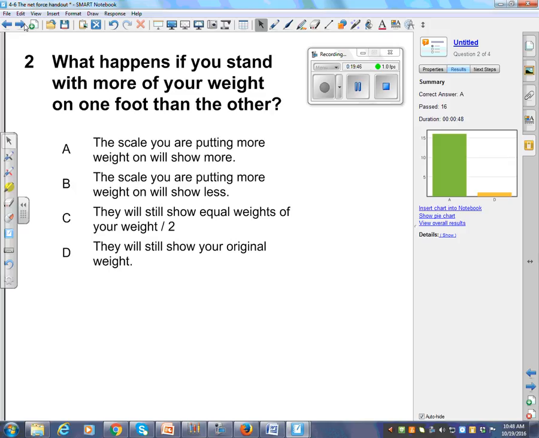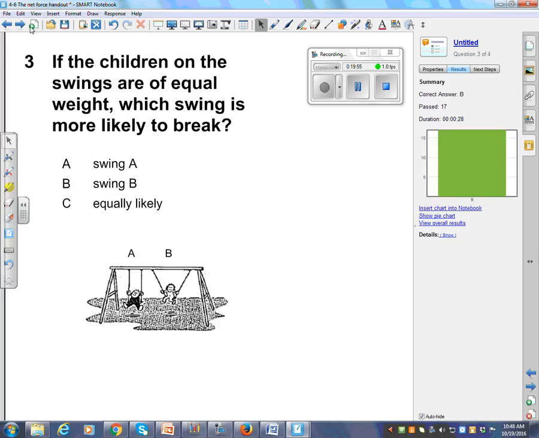The scale you're putting more weight on will show more, obviously. Yes, kid B is more likely to hit the ground because of the weight factor, right?